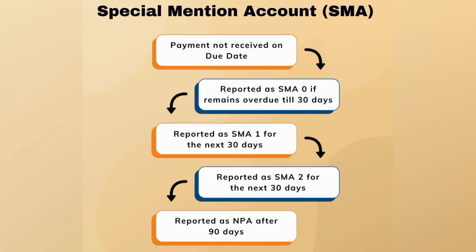The loans that do not pay interest for 90 days are known as non-performing assets. Banks have to provide for such bad loans. So in this video, we have understood the banking sector with respect to how it earns and what are the risks.